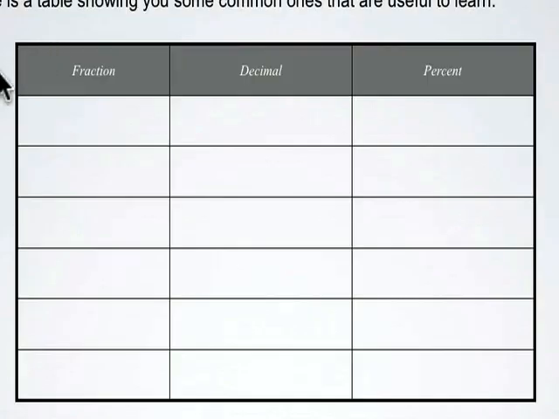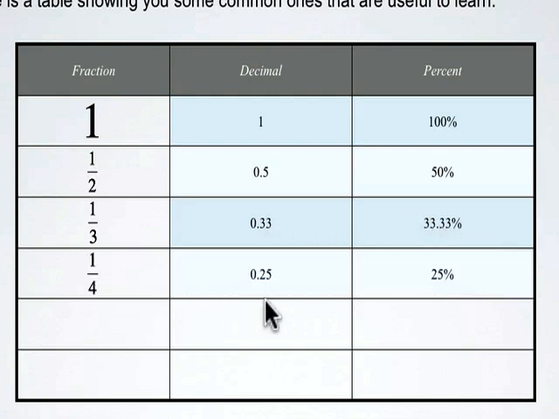So we're going to look at a fraction, what its decimal equivalent is, and then what it is as a percent. So 1 is just 1, and it's 100%. 1/2 is 0.5, which is 50%. 1/3 is 0.33 repeating, but we've rounded it here, which is 33.33%. 1/4 is 0.25, or 25%. 1/5 is 0.2, 20%. And 1/10 is 0.1, or 10%.